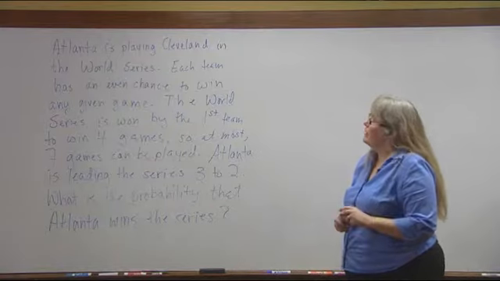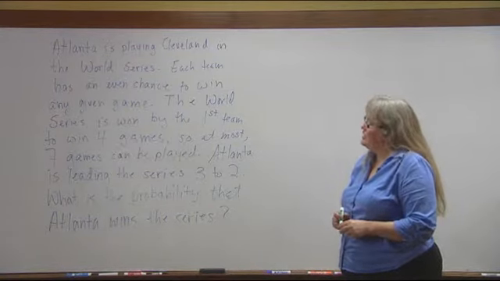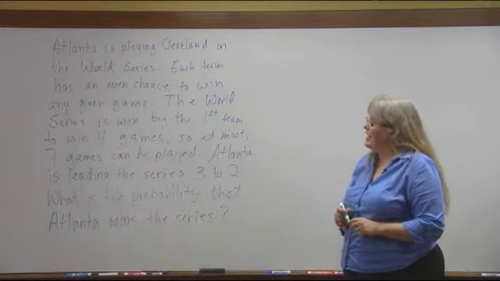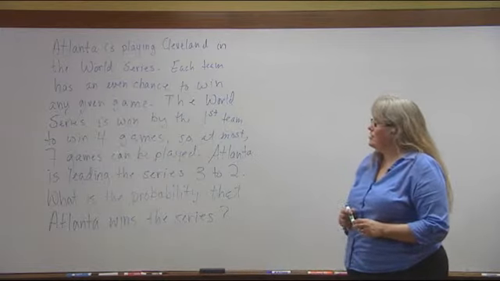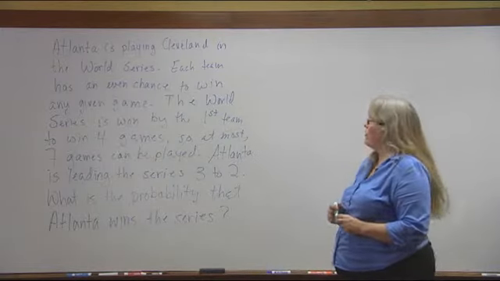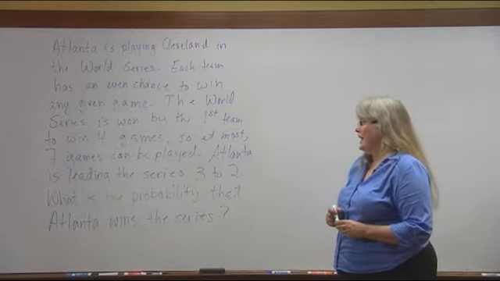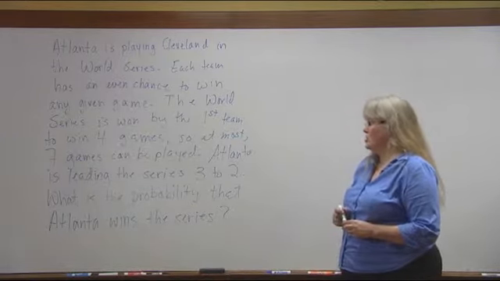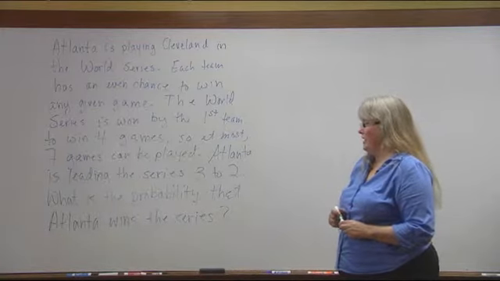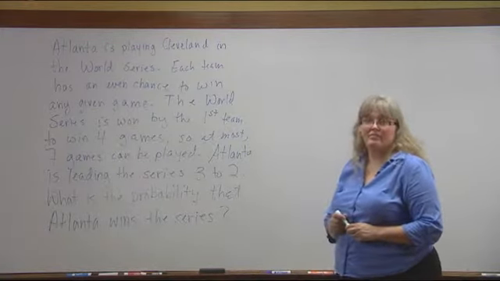Atlanta is playing Cleveland in the World Series. Each team has an even chance to win any given game. The World Series is won by the first team to win 4 games, so at most 7 games can be played. Atlanta is leading the series 3-2. What is the probability that Atlanta wins the series?